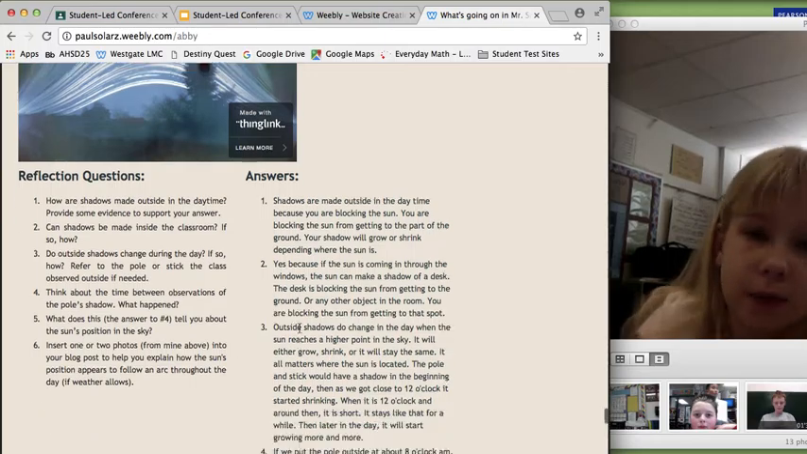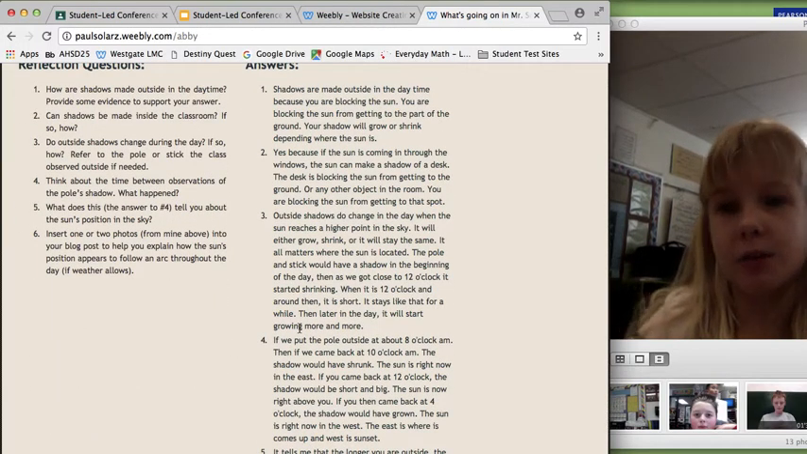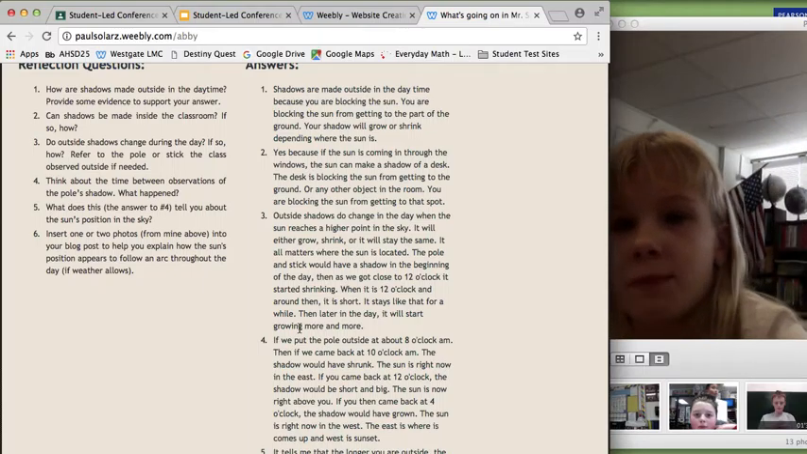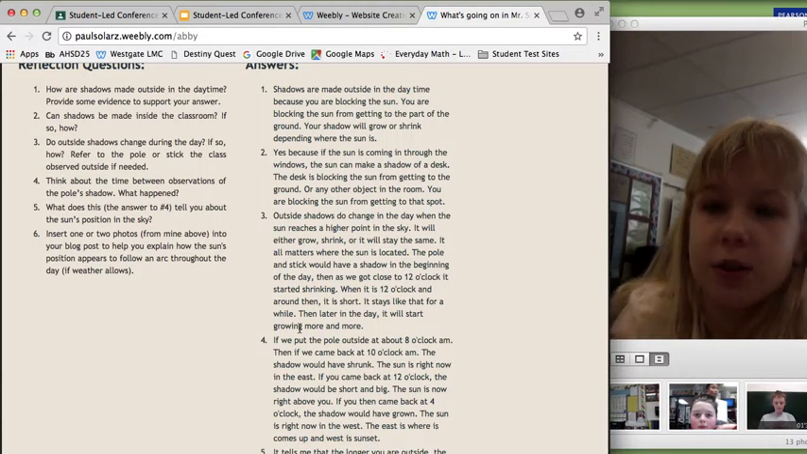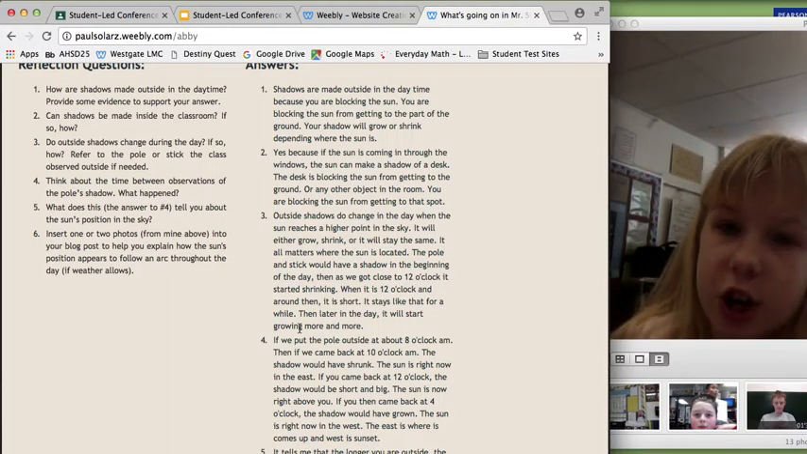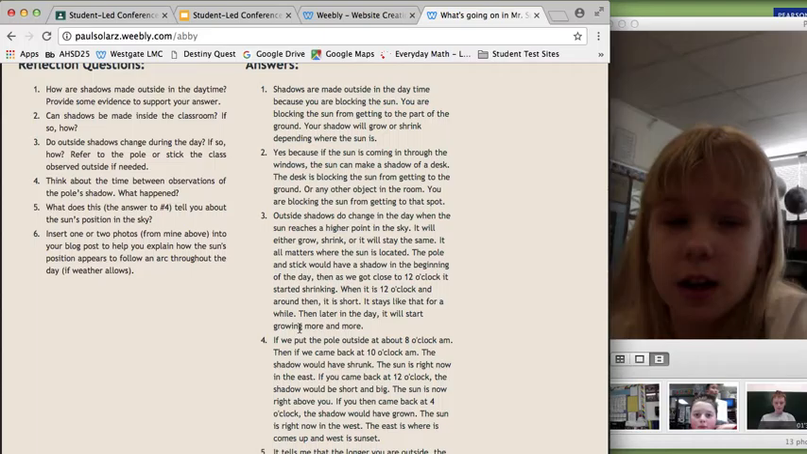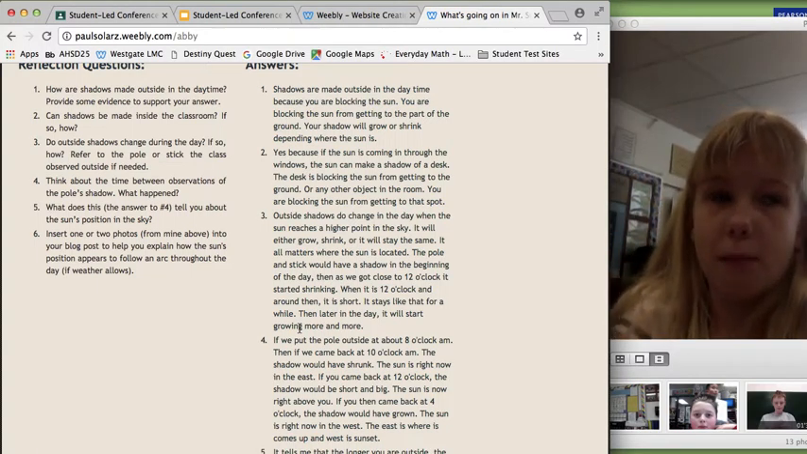Then I had reflection questions again. The reflection questions were: how are shadows made outside in the daytime? Provide some evidence to support your answer. Number 2, could shadows be made inside your classroom? If so, how? Number 3, do outside shadows change during the day? If so, how? Refer to the pole or stick the class observed outside if needed. We didn't do that because the weather wasn't cooperating.